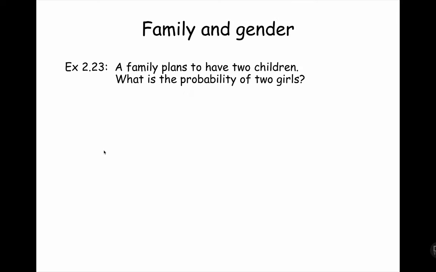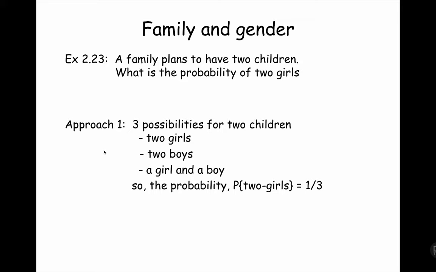So here's a framing example, and this is in the book. The first cut at this is incorrect, and then we'll fix this up with the correct way of thinking about this problem. So let's say a family is planning to have two children, and someone, maybe a geneticist or what have you, might want to ask, what is the probability of having two girls? Okay. Well, there are three different possibilities for having two children. You could have two girls, you could have two boys, or you could have a girl and a boy. So naively, you might think, gosh, well, there are three of them, and they're all equally likely, or are they? So I'm going to say the probability of having two girls is one third. And if you did that, you'd be wrong.